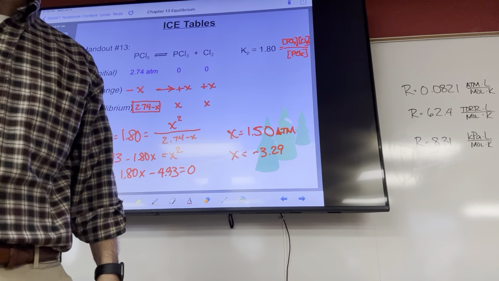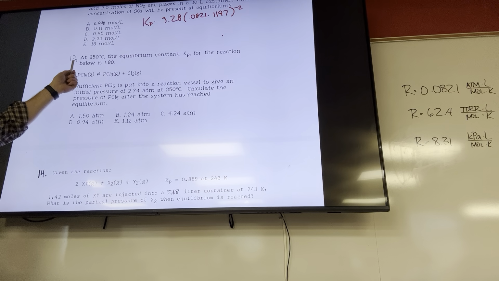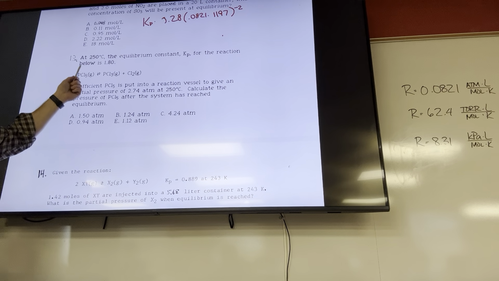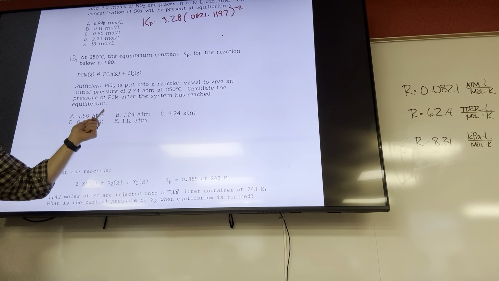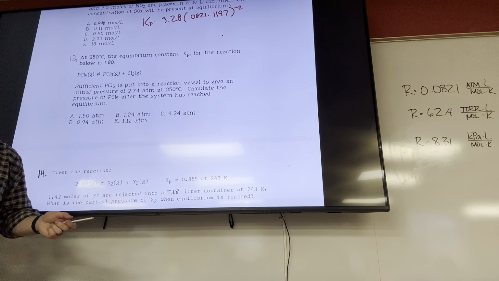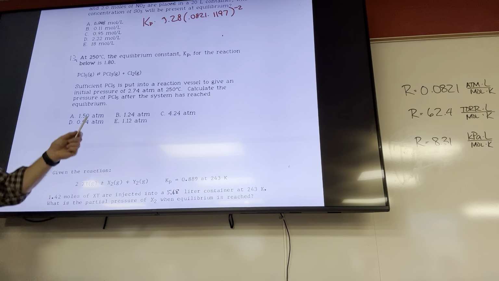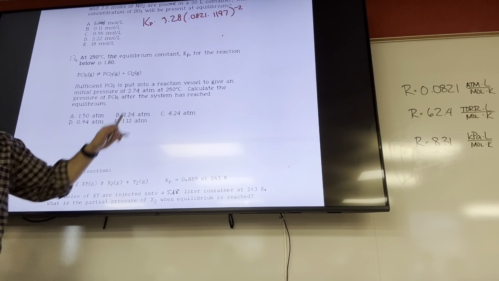So this was number 13. Number 13, look at how conniving the person writing this was. 13, got that whole question, and then look at choice A, 1.5. Be careful with that. 1.5 is not the correct answer, is it? What did it ask us for? It says calculate the pressure of PCl5 after the system has reached equilibrium.